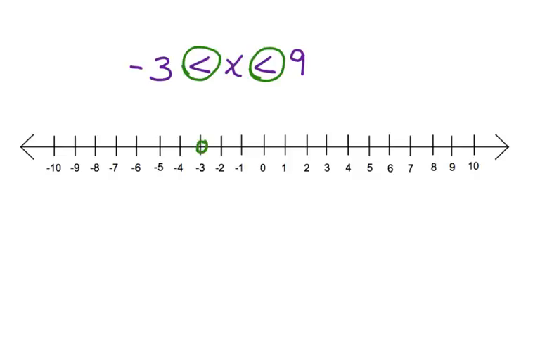We have an open circle at -3. We have an open circle at 9. And the range of the compound inequality, the solution set, is going to be found right in here. This is where we would find a value for x. This is how we can work with compound inequalities.